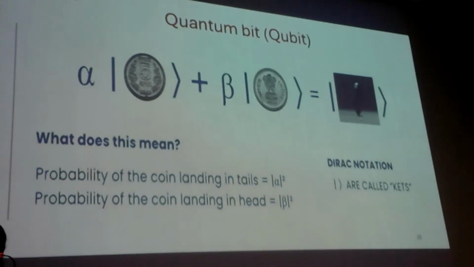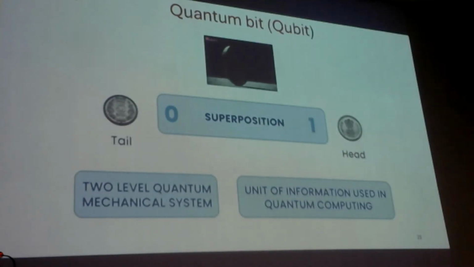So you can see the coin has not fallen down. It's a superposition. So this is the superposition concept. It's a two-level quantum mechanical system, the unit of information used in quantum computing, as you can see. Right?